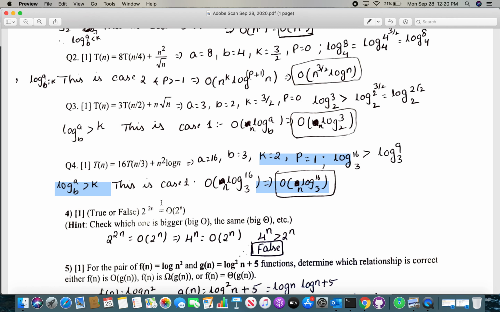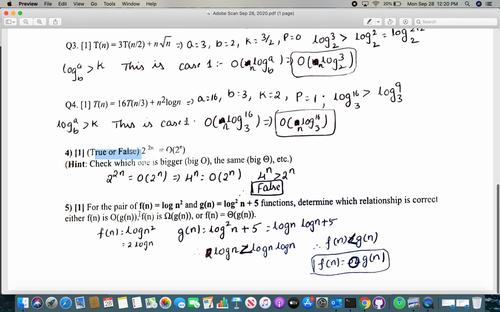We already know exponential is always bigger than any other. Here the base is 2, here also the base is 2, but here it is 2 power 2n, so it will be 4 power n. So is 4 power n bigger or is 2 power n bigger? Obviously 4 power n is bigger. So this is not big O, this is false, this will be omega. So the answer is false.